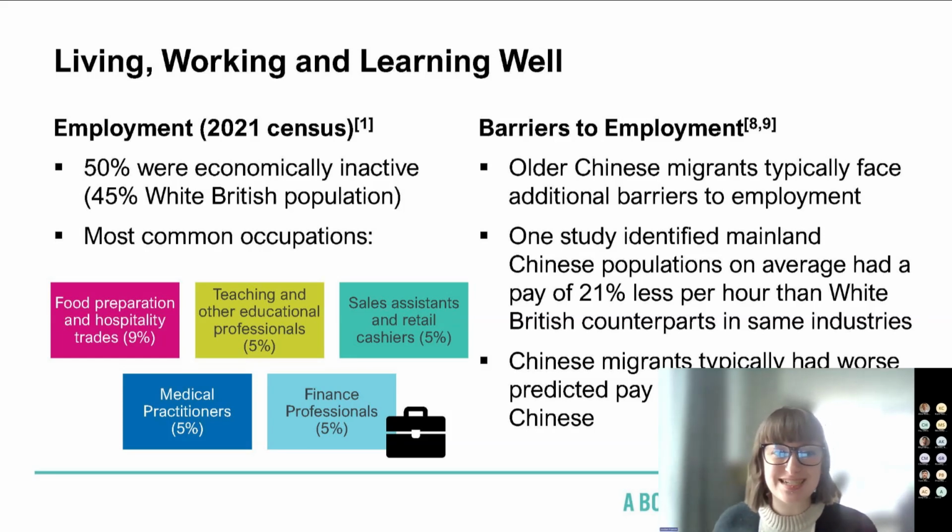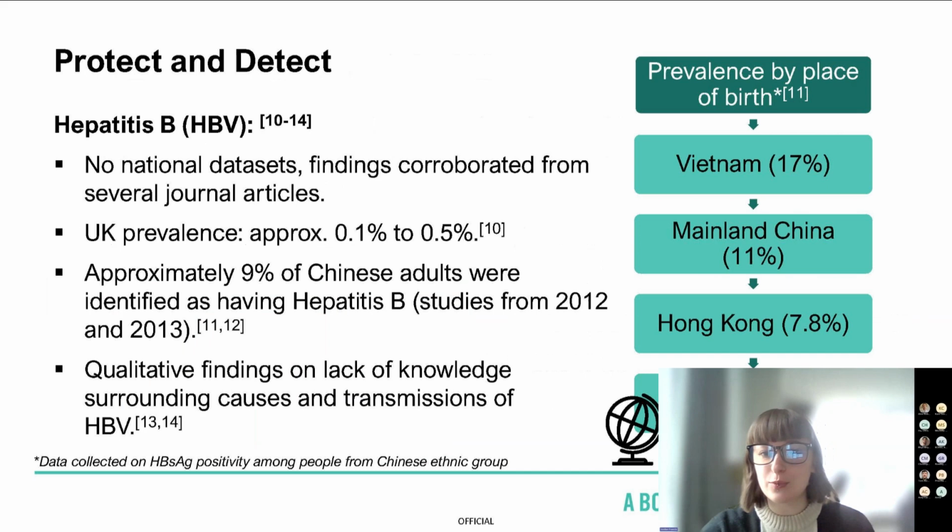Now, if we move on to protect and detect, one of the areas of work that we looked at in here was infectious disease, and one of the diseases that we picked up was prevalence of hepatitis B. It was difficult to again find national data sets because there was no standardized data set that showed a breakdown by ethnic group. But through a couple of different reports, I think we've included 4 different studies that found relatively similar outcomes. There's an approximation that Chinese adults were at higher risk for hepatitis B. So roughly over the couple of studies, the prevalence was around 9% compared to the UK average prevalence of around 0.1 to 0.5%.